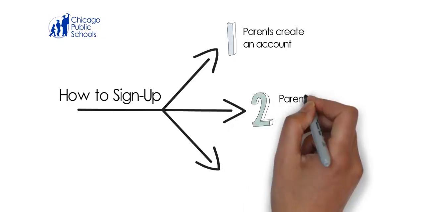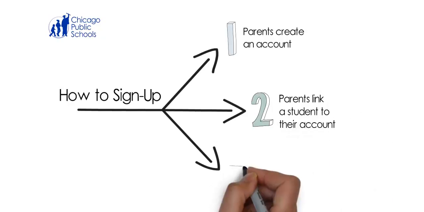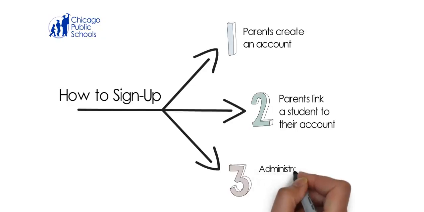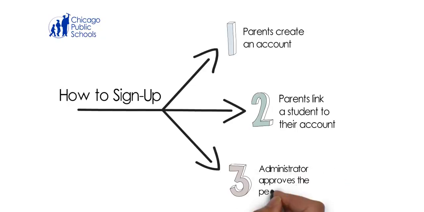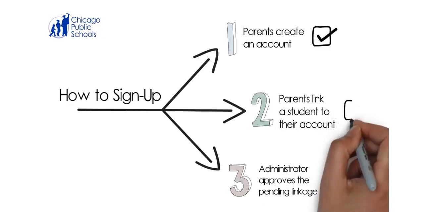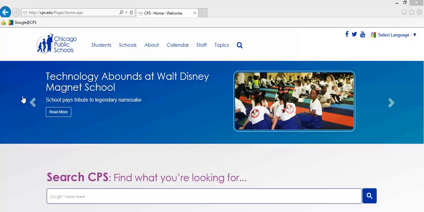Second, parents must link a student to their account. Third, the Parent Portal administrator at that student's school must approve the pending account. All three steps must be completed in order for parents to view their students' attendance and grades on the portal. Here is how parents sign up.